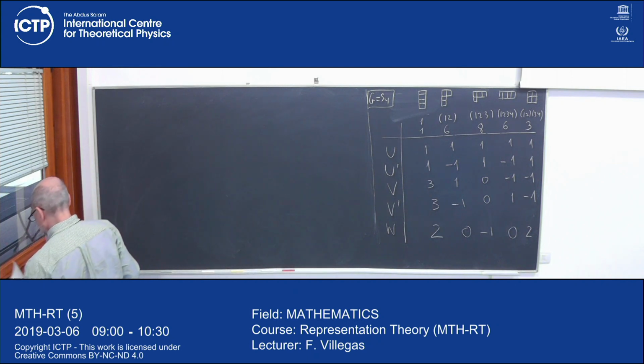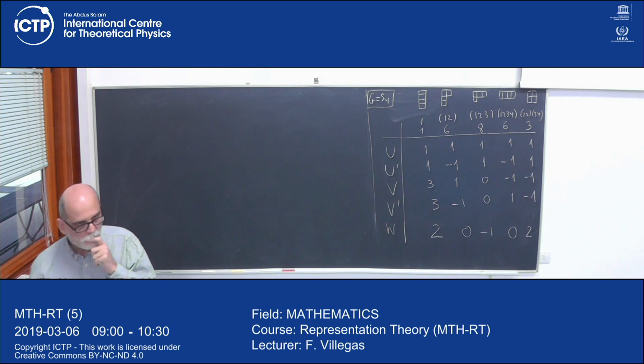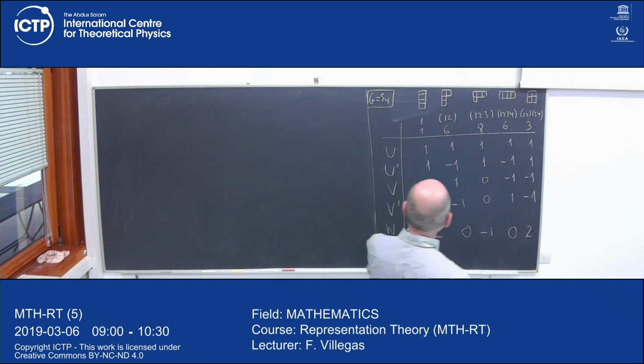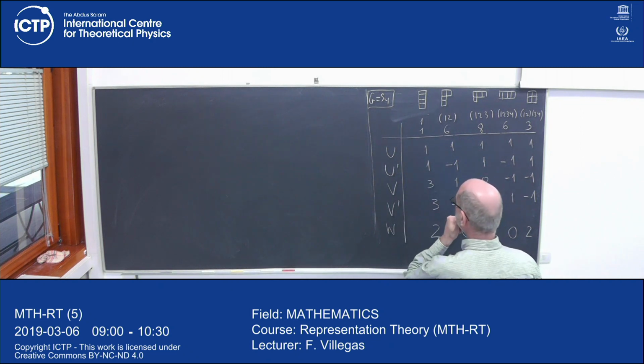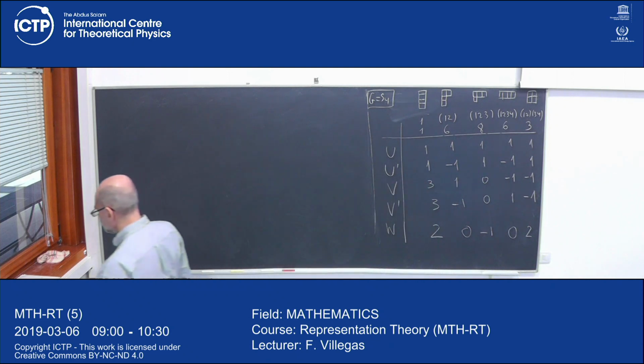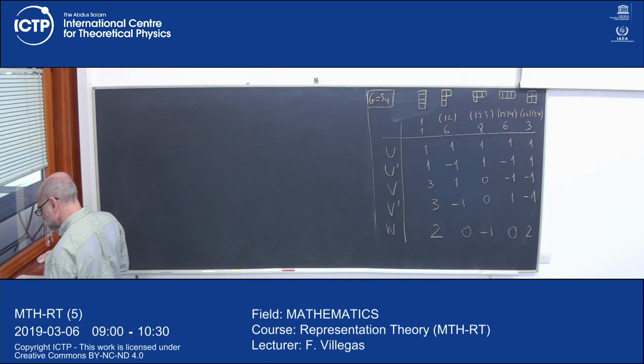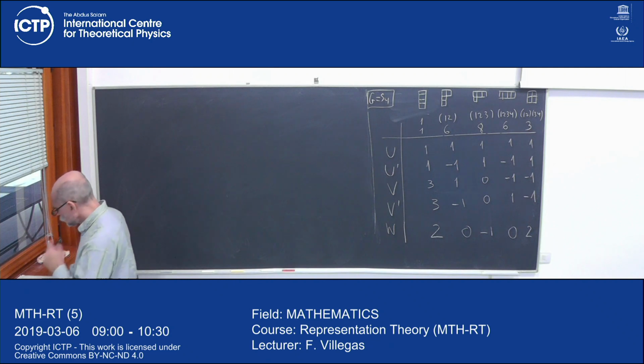Okay, so this is our character table of S4. And so we see indeed that there are these five irreducible representations. And maybe I'll do something like this.